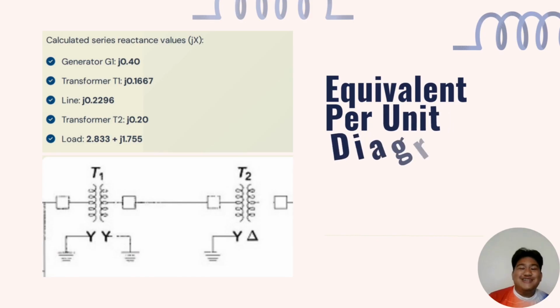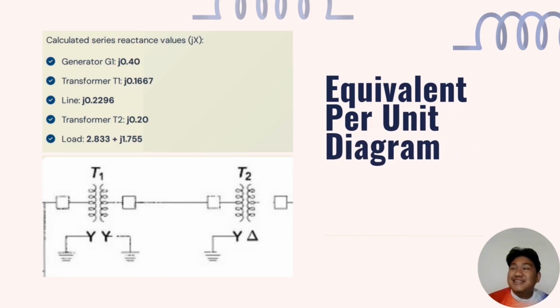So to complete our analysis, we consolidate all the calculated per unit impedance values into an equivalent per unit diagram as shown in this slide. So the final series reactance values used to model the system are as follows: G1 equals 0.4, T1 equals 0.1667, transmission line is 0.2296, T2 equals 0.2, and load is 2.833 plus j1.755. That's all from me.